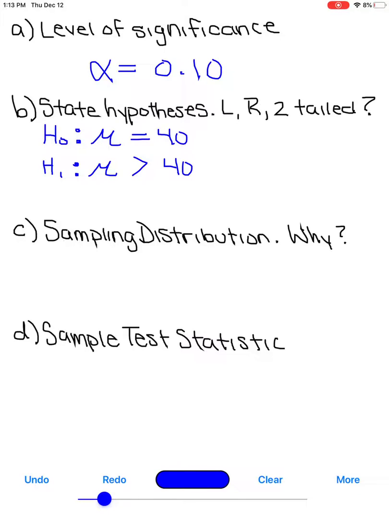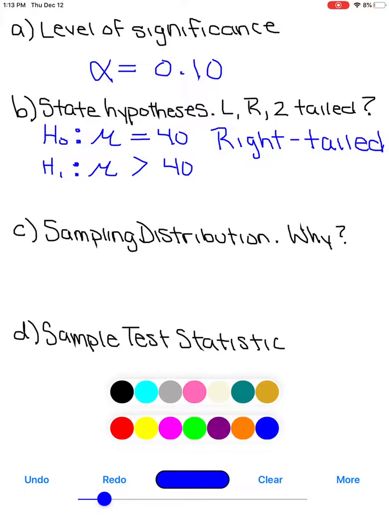Now we want to determine if it is a left-tailed, right-tailed, or two-tailed test. In this case, it'll be right-tailed. A trick to remember this is taking your inequality. We'll do this one in a different color.